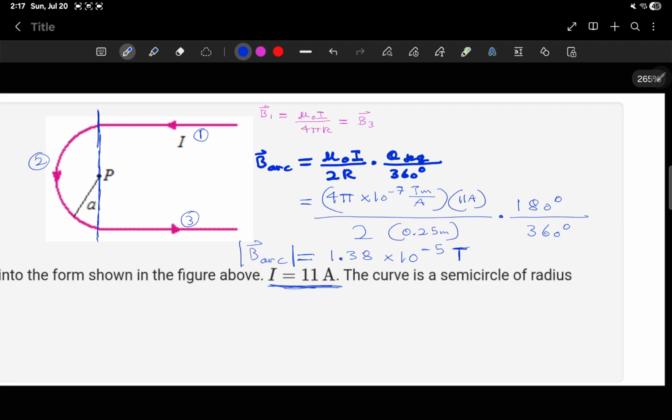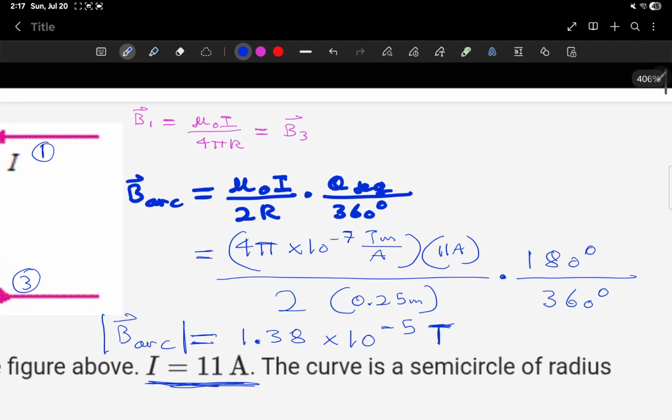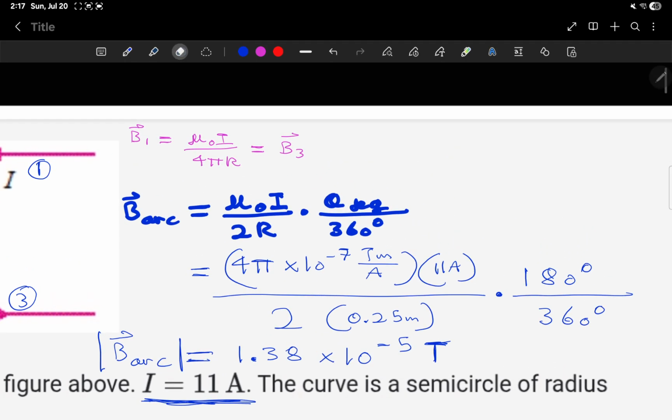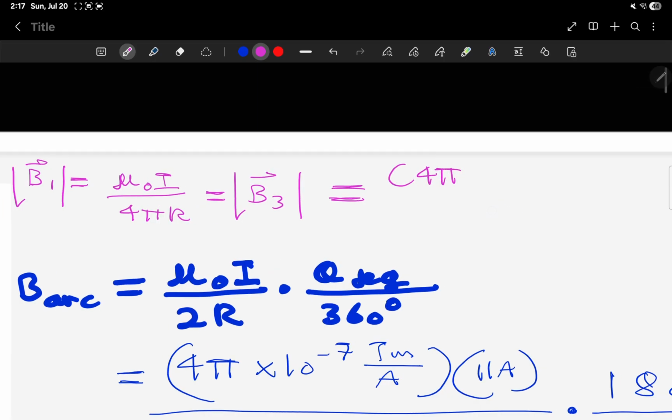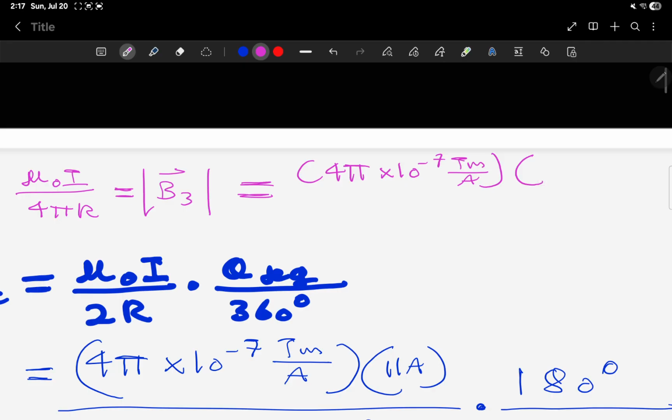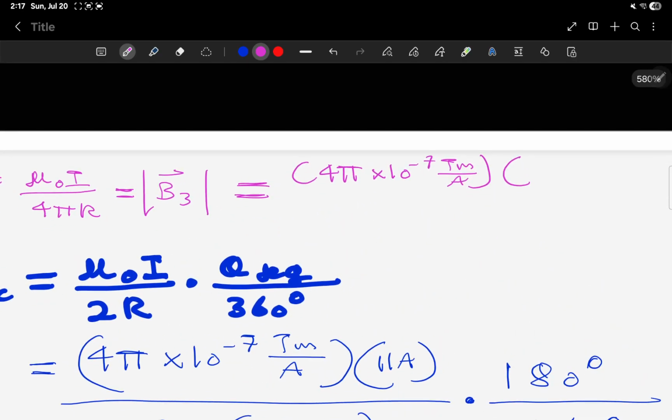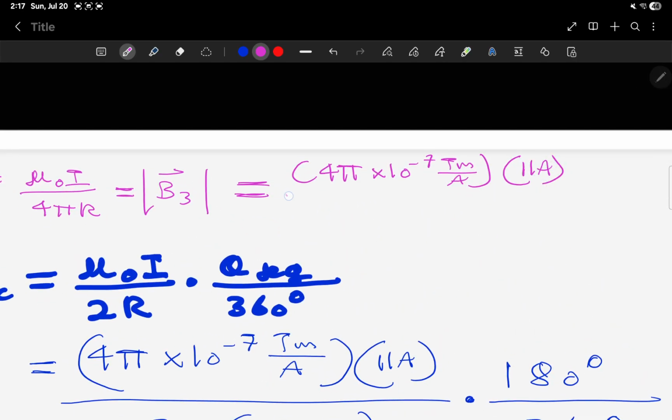Again, the first thing you do with these problems is you always find the magnitude. For now, I'll put the magnitude symbol for both of these. Now I'm going to find the magnetic field of both of these wires. So, 4 pi times 10 to the negative 7 Tesla meters per ampere. This is just a constant. The current was, as usual, 11 amperes. Let me divide that by 4 pi r.